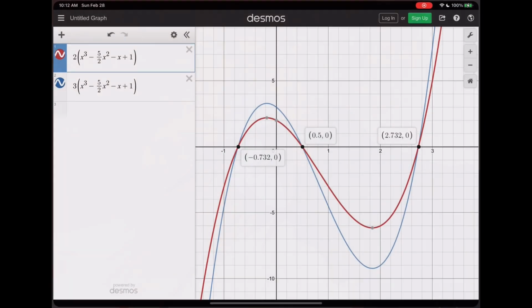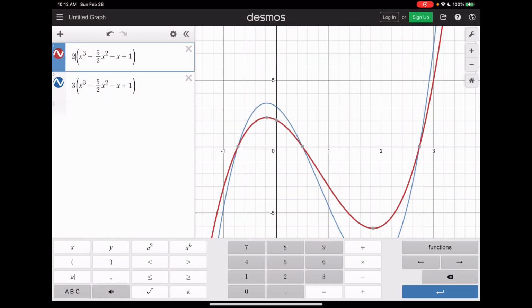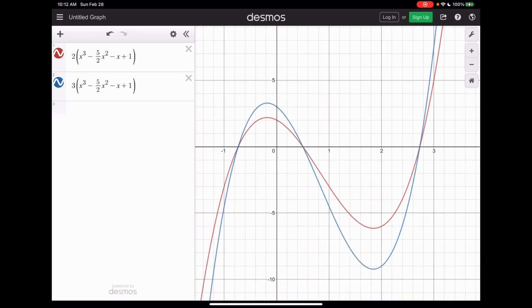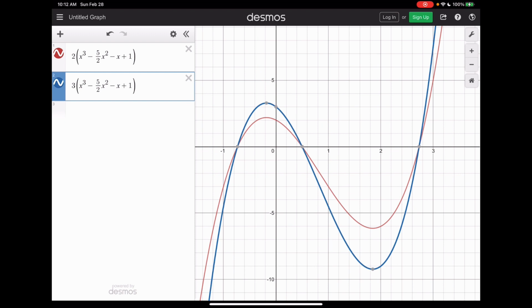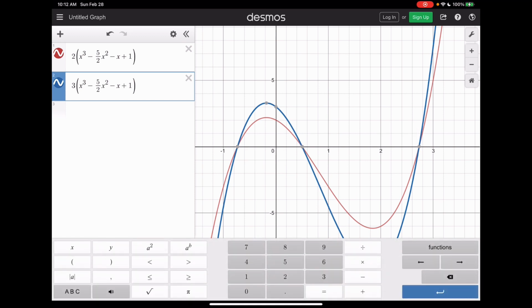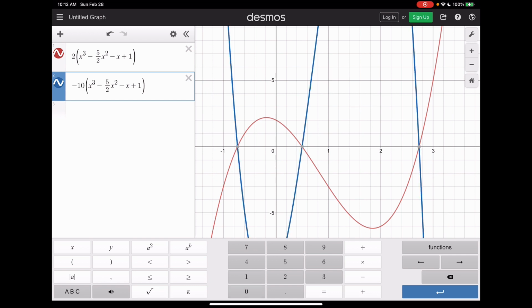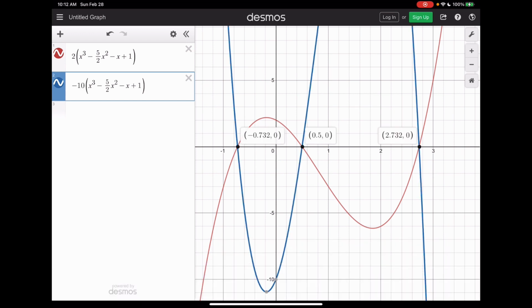So let's peek at Desmos. I changed a to 2 and 3. Notice it just changes the stretching of the graph, but the zeros don't change. Right, we have 1/2, and then these are my 1 plus or minus root 3. Right, I can change a to like negative 10. Oops, not 0, negative 10. Right, again, the zeros don't change, right? Just the stretching and the reflection of the graph change.